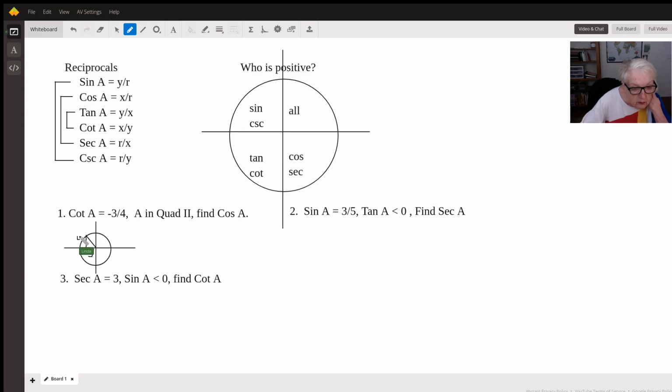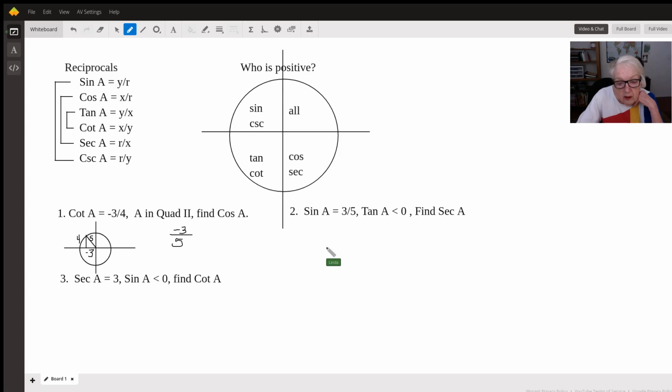This is not a unit circle. It doesn't matter. And the Pythagorean theorem will easily give us that the radius of this circle is 5. Now, with that piece of information, you're ready to answer the question. Find the cosine of that angle. The cosine is by definition x over r. The x value is negative 3. The r value is the radius, 5. And your answer to the question is negative 3/5. And that one is done.